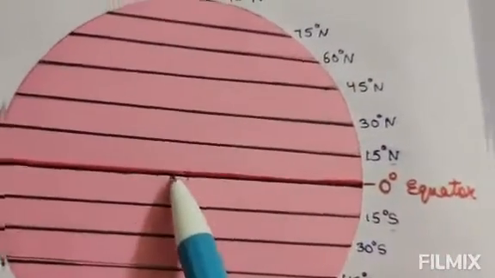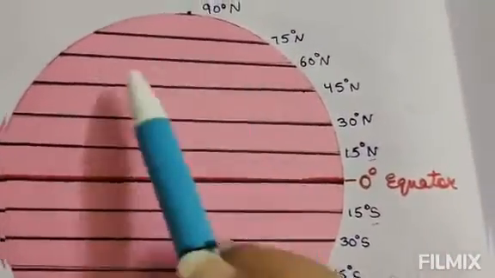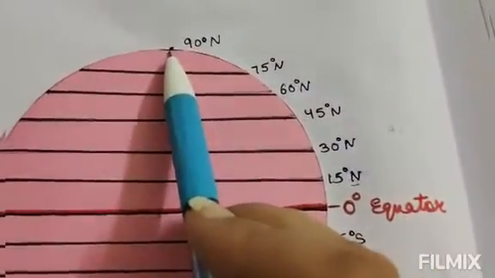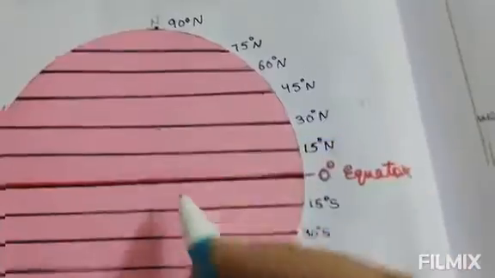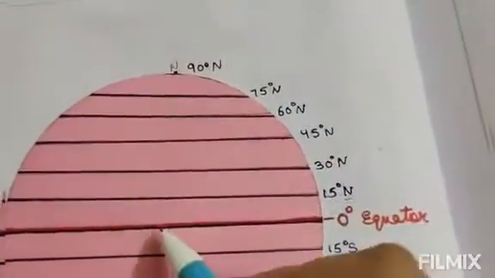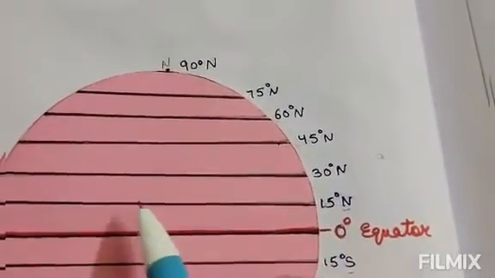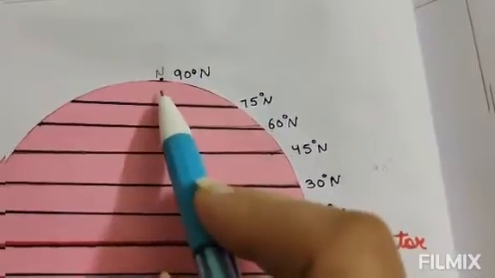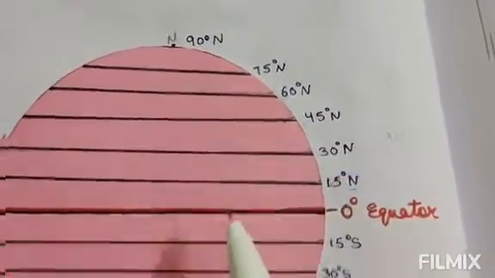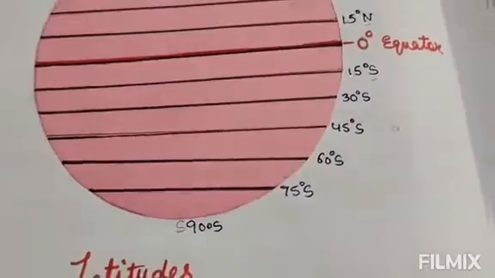And you can see the length of latitudes decreases as we go close to the pole. Now this one is the north pole and this one is the south pole. So the lines here have greater length, and if we move towards the pole, the length of the lines decreases. Latitudes become smaller.